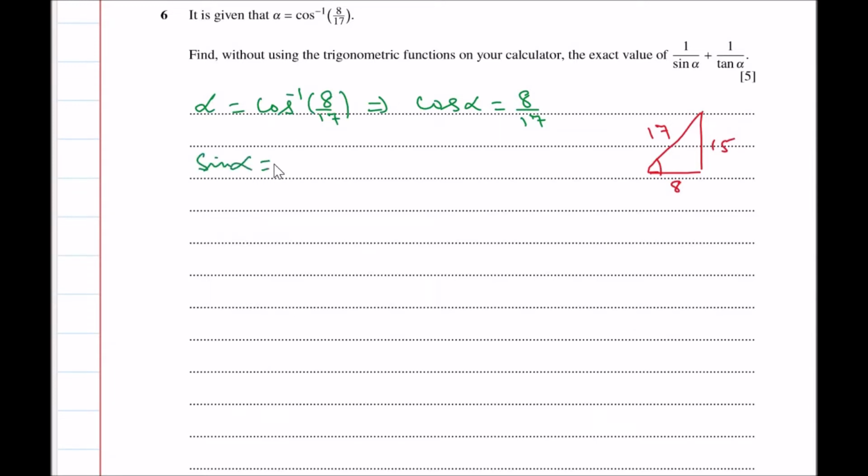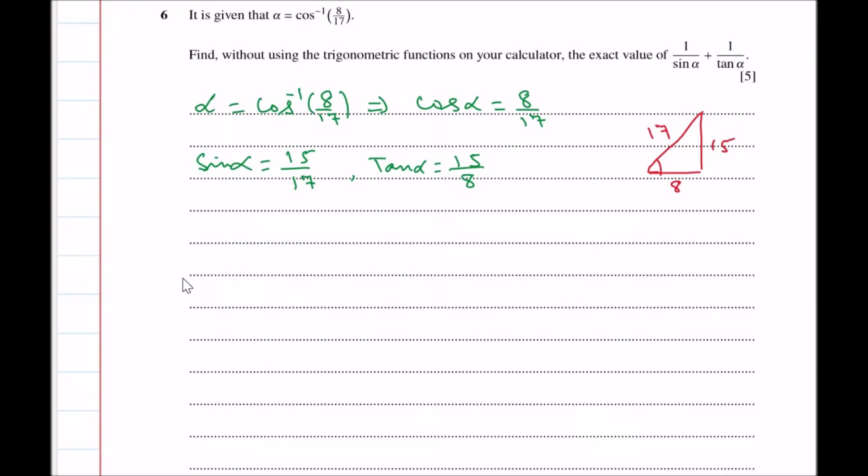So sin alpha equal to, we know that it is opposite by hypotenuse. Opposite is 15, hypotenuse is 17. So 15 by 17. Okay. Now to write tan alpha, as you know, tan alpha is opposite by adjacent. Opposite is 15. Adjacent is 8. So 15 by 8.